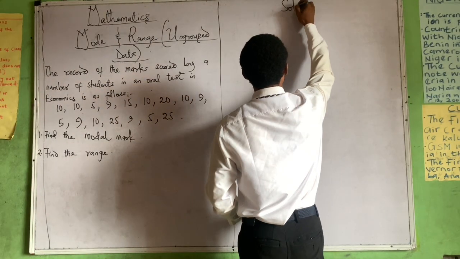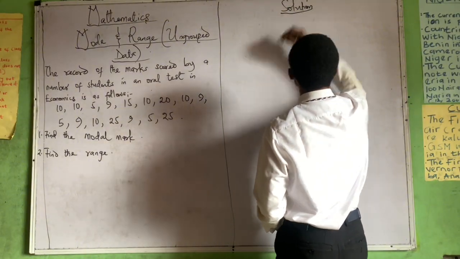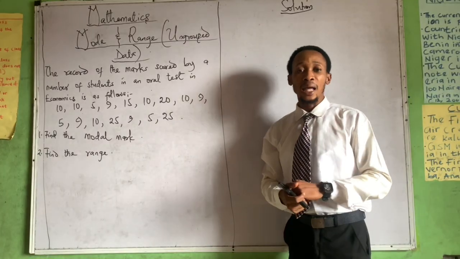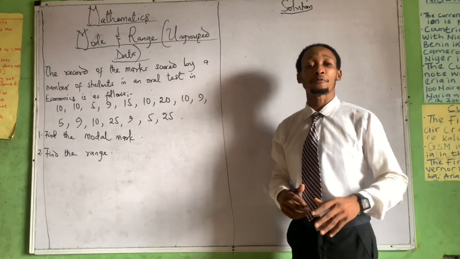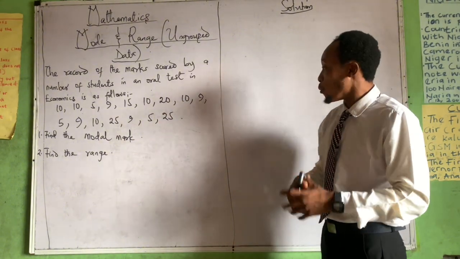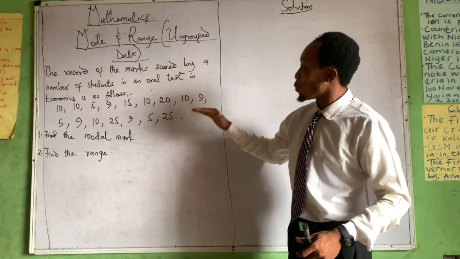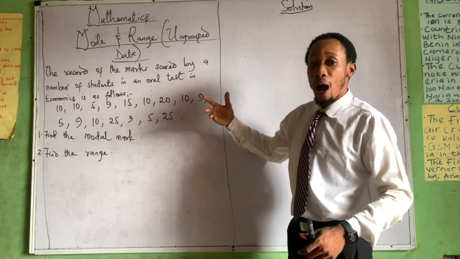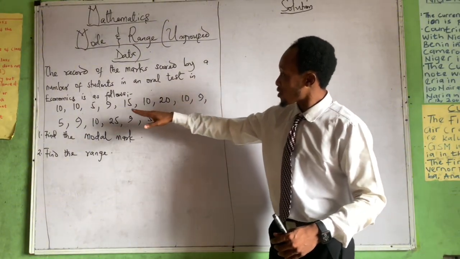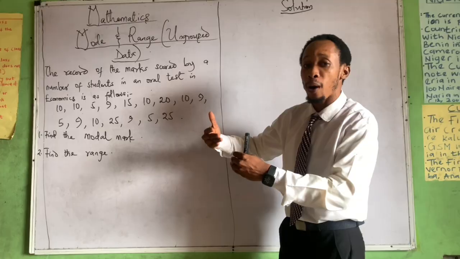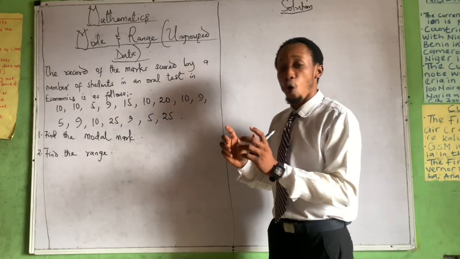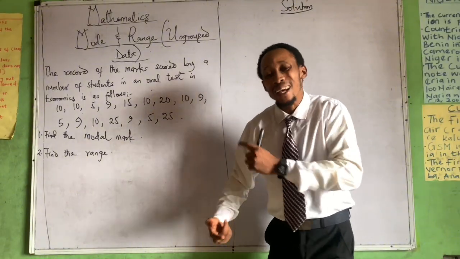So solution. To get your mode in ungrouped data, the mode is the score with the highest frequency. So any score that has the highest frequency is our mode. For example, if 5 occurs the most, let's say 5 is the most occurred score here, that means that 5 is our mode. So that's what we call mode. Mode is the score with the highest frequency.